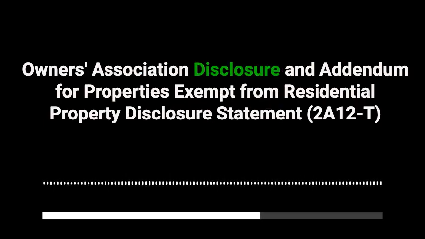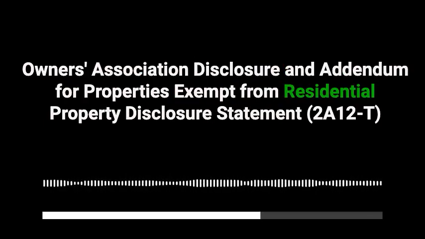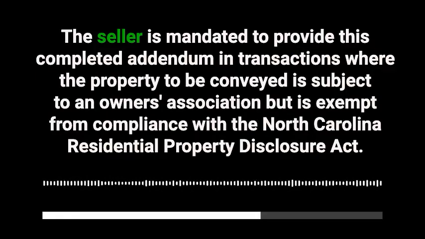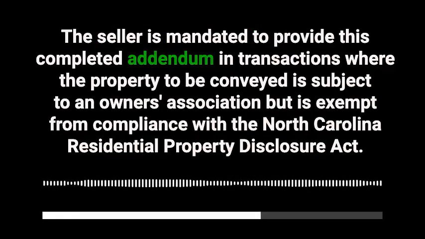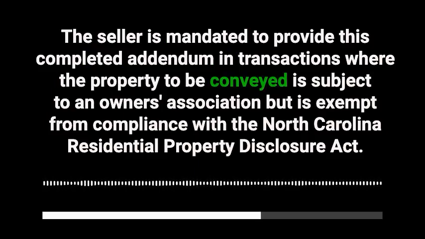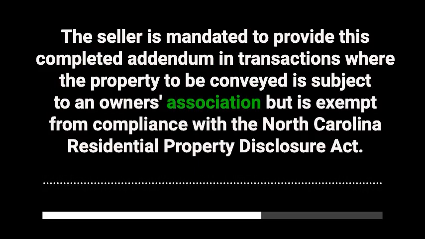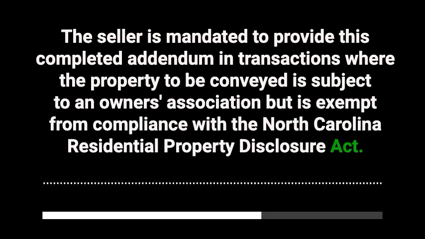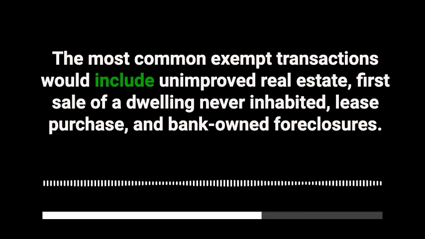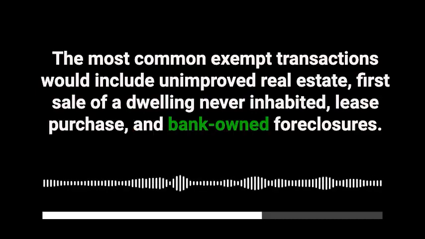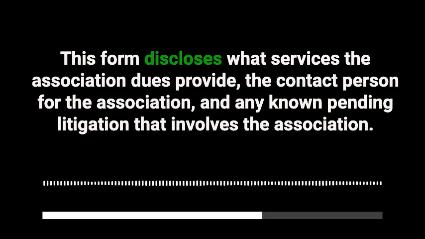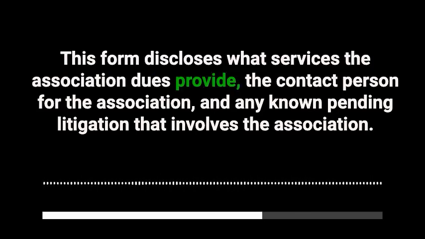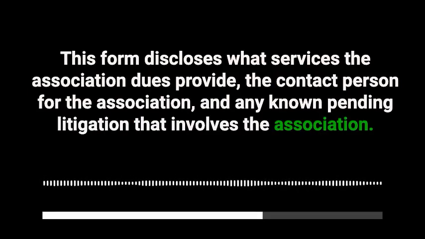Owners Association Disclosure and Addendum for Properties Exempt from Residential Property Disclosure Statement. The seller is mandated to provide this completed addendum in transactions where the property to be conveyed is subject to an owners association, but is exempt from compliance with the North Carolina Residential Property Disclosure Act. The most common exempt transactions would include unimproved real estate, first sale of a dwelling never inhabited, lease purchase, and bank-owned foreclosures. This form discloses what services the association dues provide, the contact person for the association, and any known pending litigation that involves the association.